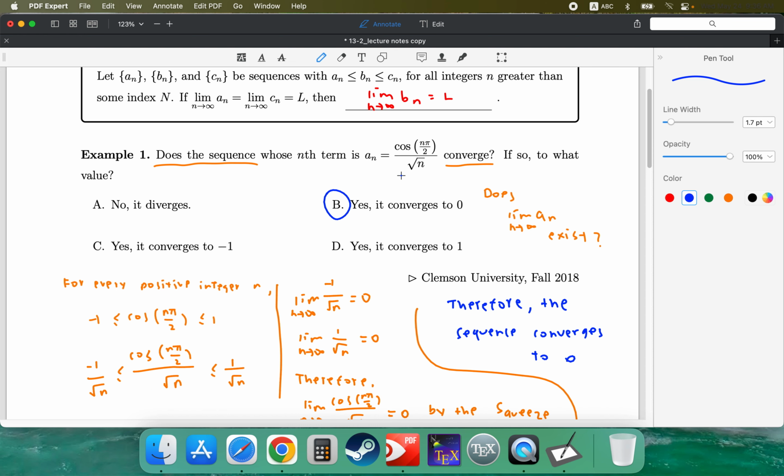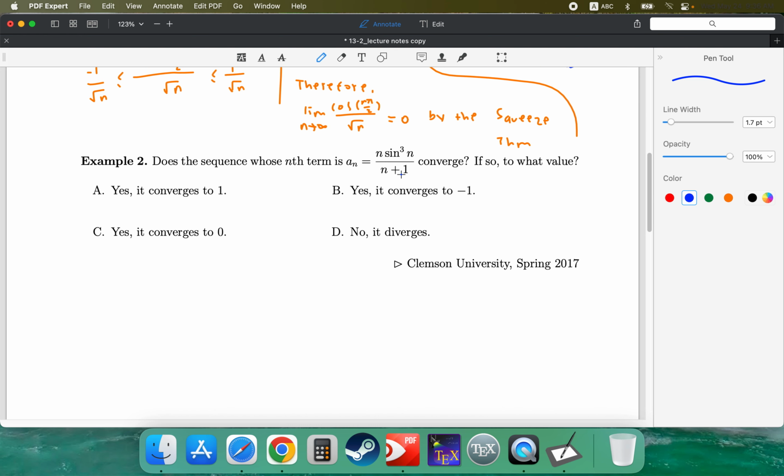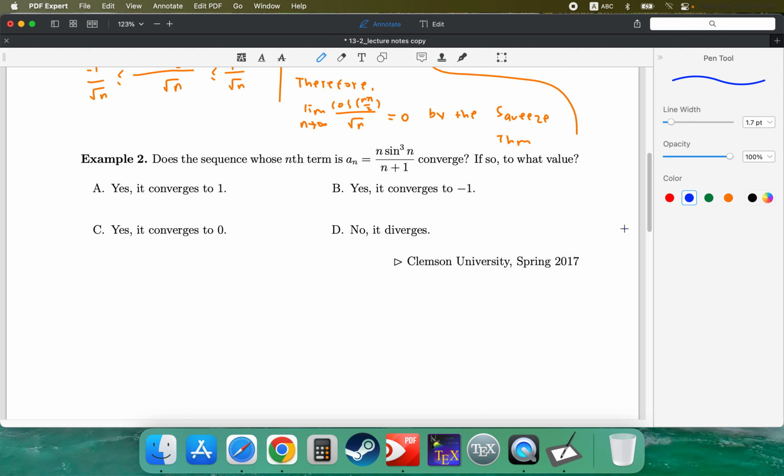Okay, let's take a look at example 2. Does the sequence whose nth term is a_n equals n times sine cubed over n plus 1 converge? If so, to what value? So again, you see the sentence, does the sequence converge? This means does the limit of a_n as n goes to infinity exist?